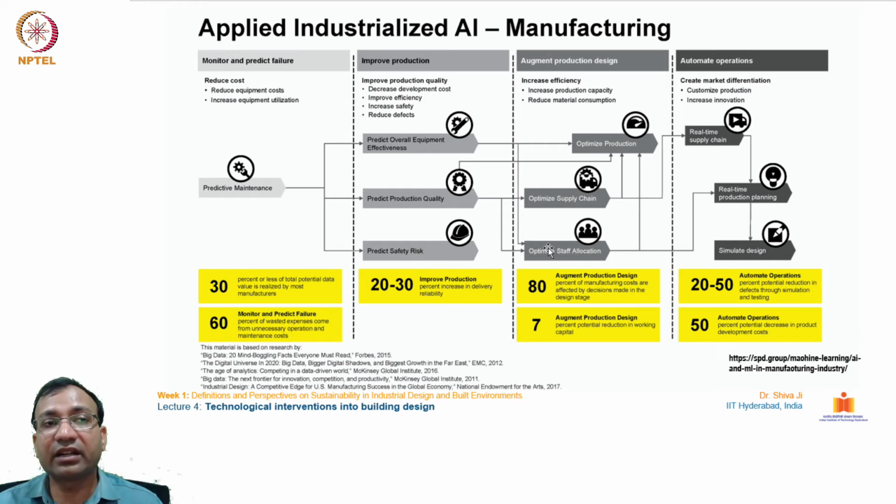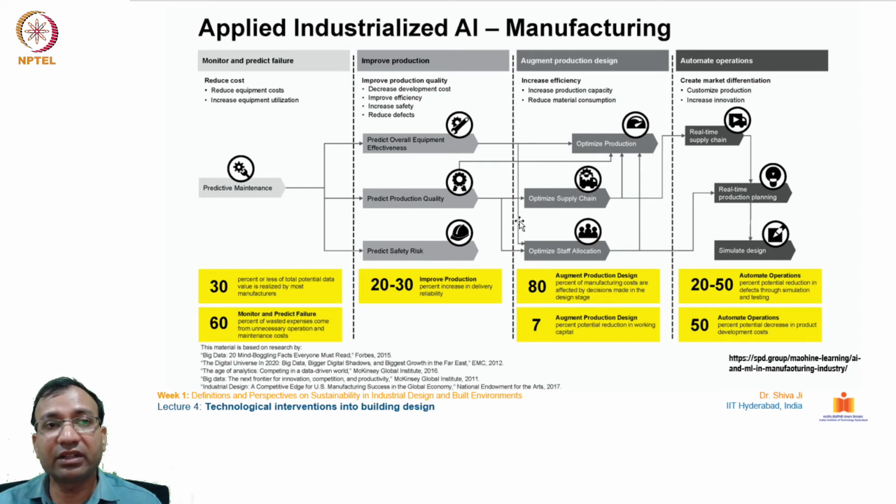So we see there are three further effects of taking these predictive maintenance activities. In this augment production design, we can increase the efficiency of the entire machinery and equipment, set up the equipment and tools being used, and also increase production capacity. This way we can reduce the material consumption also. Finally, in the automate operations part: create market differentiation, customize production, increase innovation.